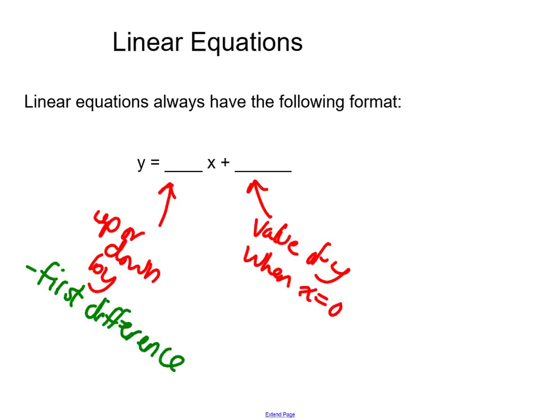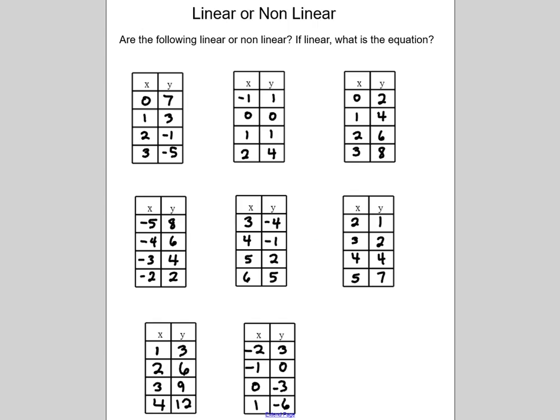So again, just a fancy word for something you've already been doing. The last thing that we looked at was some tables, and we looked at trying to figure out if they were linear or not. So for example, first thing again, we want to double check: are the x's going up by 1? And in all of these cases, the x's are different, but they are all going up by 1.